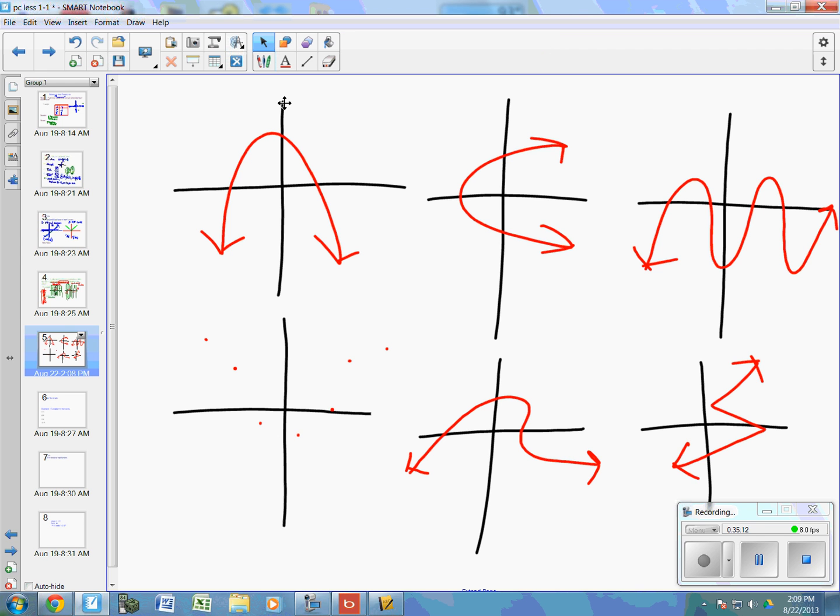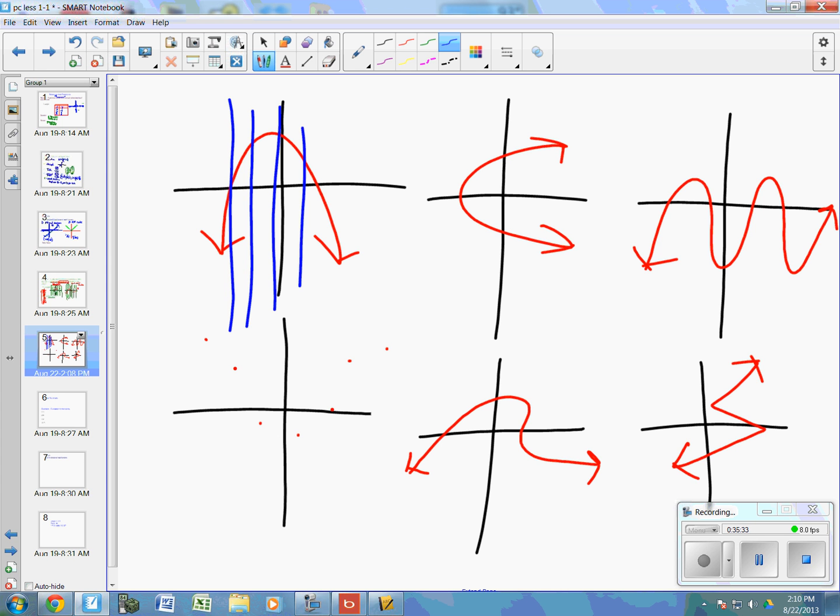Okay. Yes or no on all of them? Okay, here we go. I'm going to start with you two. Number 1, yes or no? Yes. Why? Because it passes the vertical line test, right? Every line goes through it only once. Okay. Number 2, Jack. No, why not? A vertical line would touch twice, right? Okay. You two. Yes? Okay. Every vertical line touches once, right?